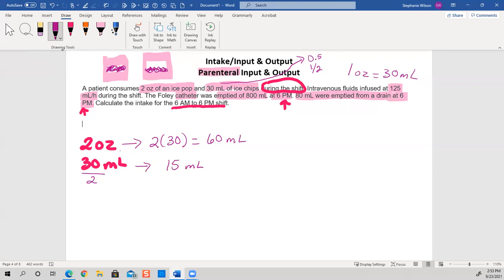All right, so good so far. Now let's talk about the IV infusion. It says we have a flow rate of 125 milliliters per hour during the shift. Well, 6 a.m. to 6 p.m. is a 12-hour shift, right? So if I multiply this by 12 hours, then I'm able to tell you how many milliliters they consumed during those 12 hours through the IV. So I need to say 125 times 12 is 1,500 milliliters.